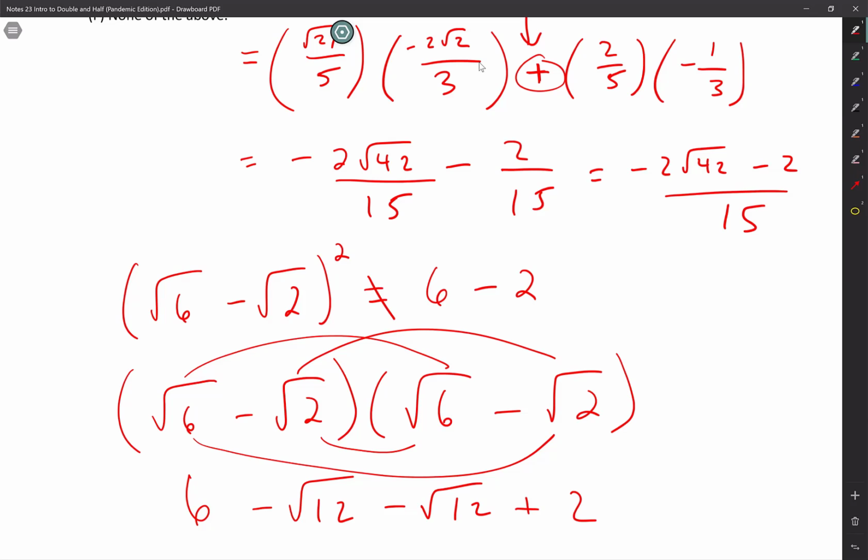So I'll write it right here, guys. Square root of A minus square root of B. When I square that, that does not equal A minus B. So don't do that.